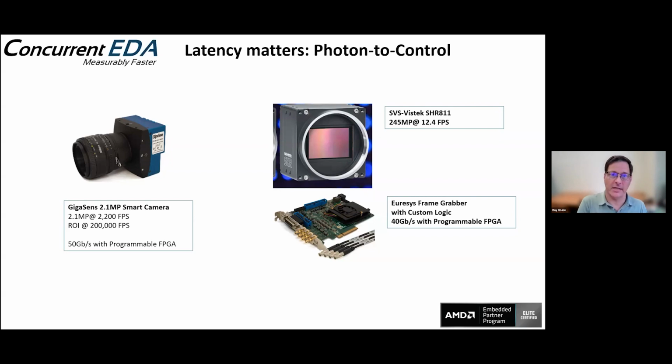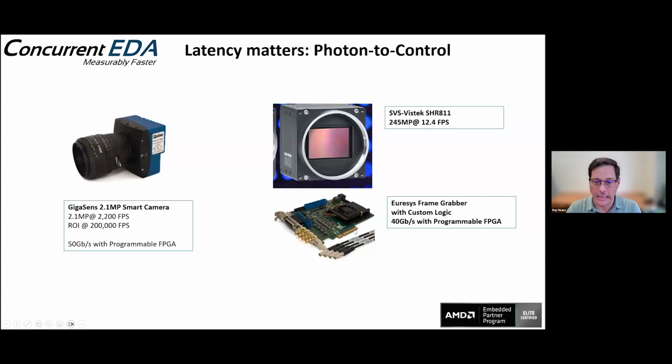Now, on the other side of the equation, from SVS Vistech, as an example, is a 245 megapixel camera that's doing 12 frames per second, also 40 gigabits per second. So both of these cameras, 40, 50 gigabits per second, lots of pixels coming out. How do you process it? Why do you process it? And why does latency matter?